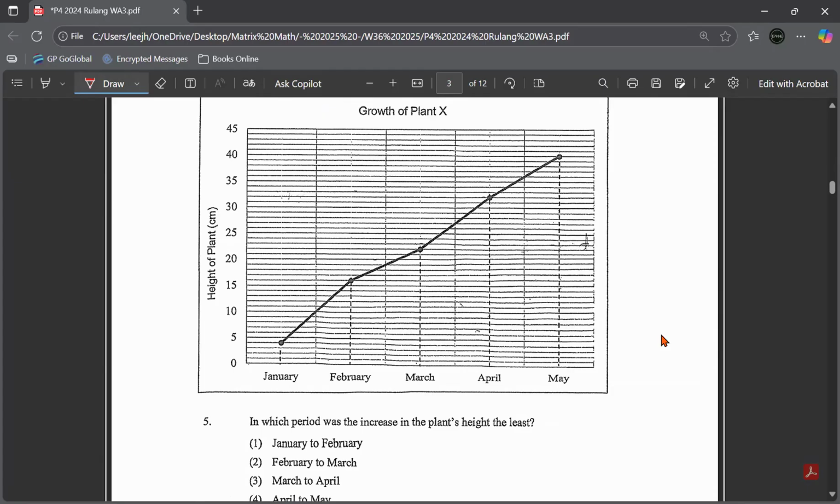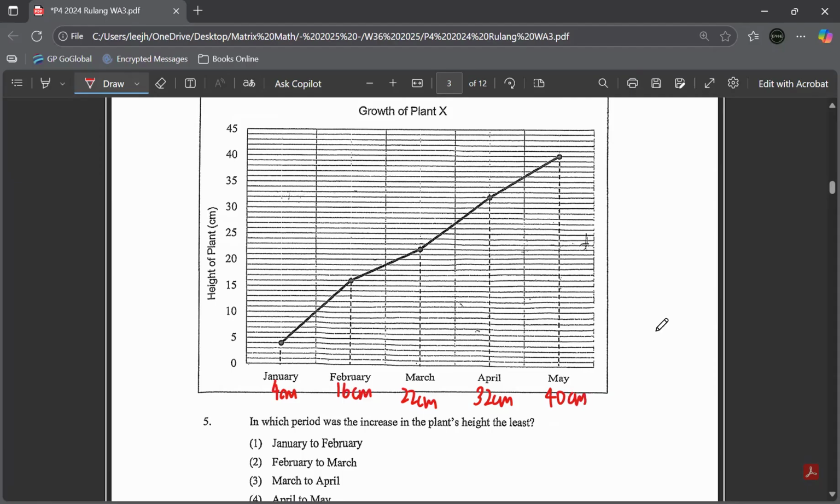In January, from 0 to 5, there are 5 markings. That means one marking represents 1 cm. So January is 1, 2, 3, 4 cm. February, this is 15, so this one will be 16 cm. March, this is 20, so this will be 21, over here 22. And April will be 30, 30, 30, 31, 32. May will be exactly 40.